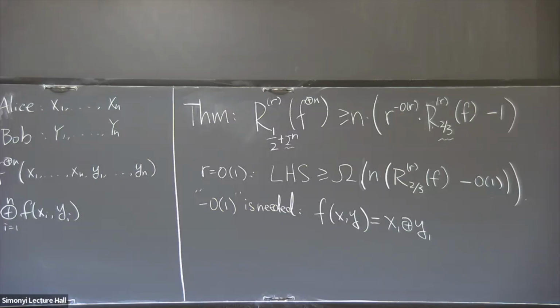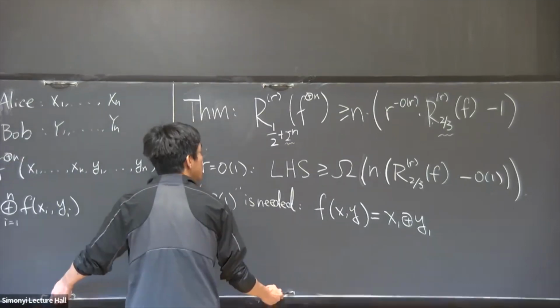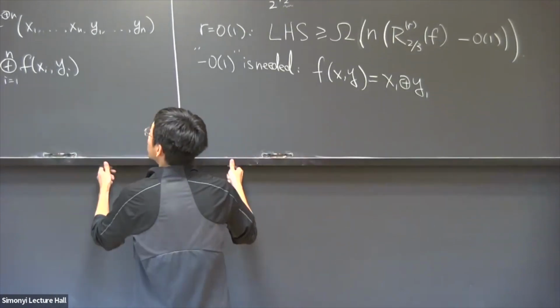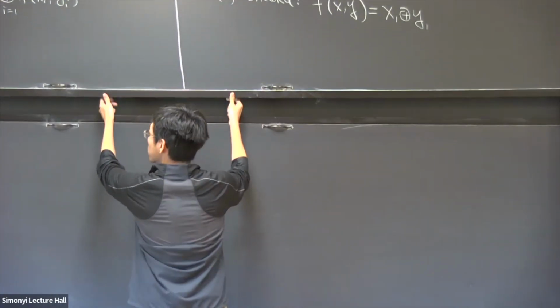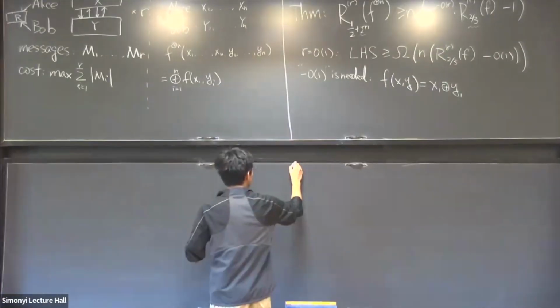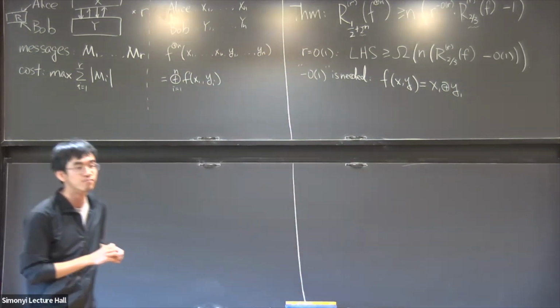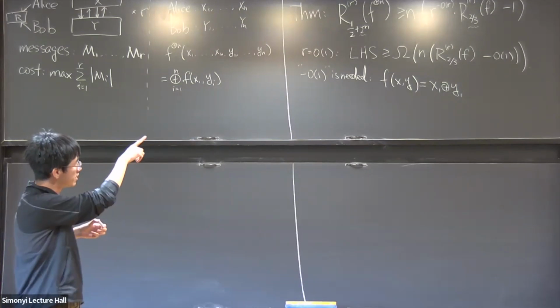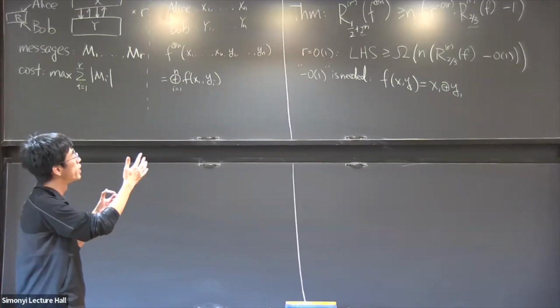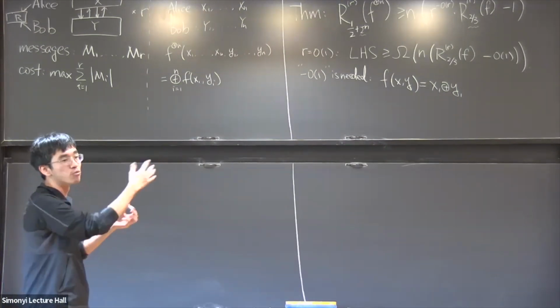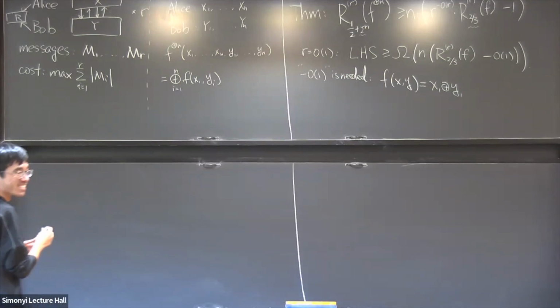One more question. Does it hold for any r, or does r have to be constant? This inequality holds for any r, but when r is too large, then this minus O(r) term will absorb the complexity.